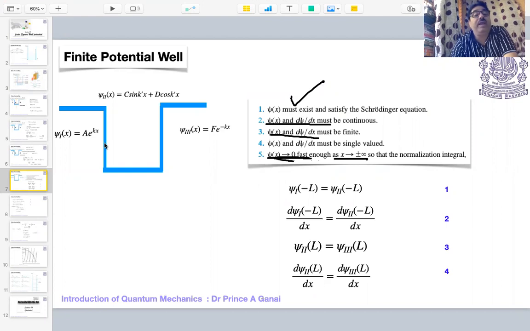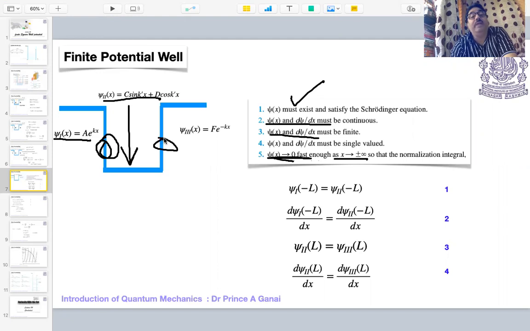So at this boundary, we match psi 1 with psi 2. But also, since our potential is an even function, the solutions are even and odd. That would help us in fixing these conditions, because if I demand odd and even solutions, that will naturally fix a condition at this point.